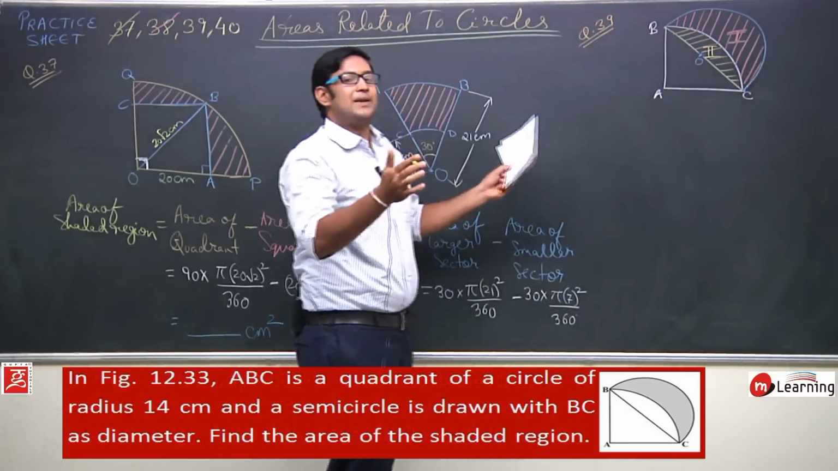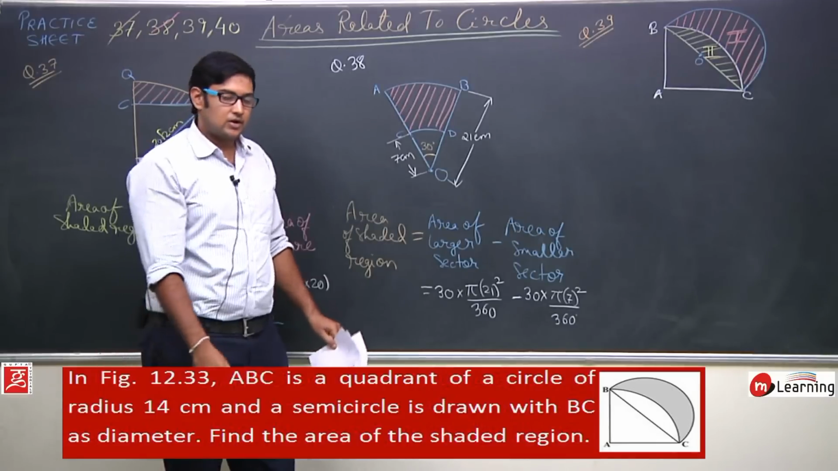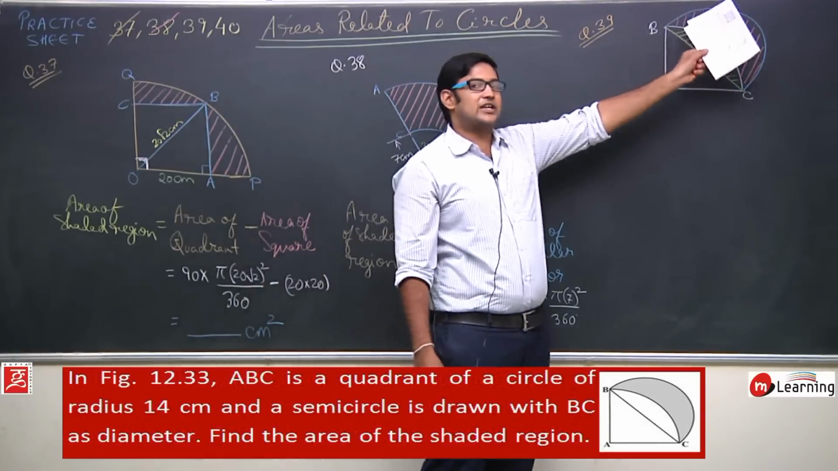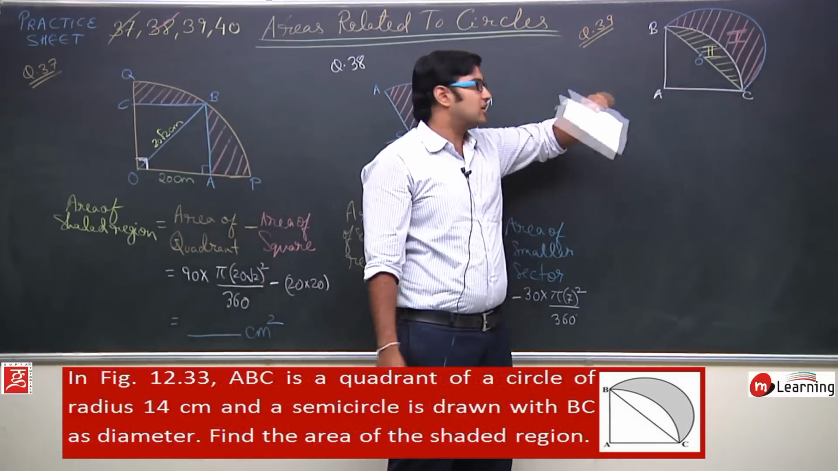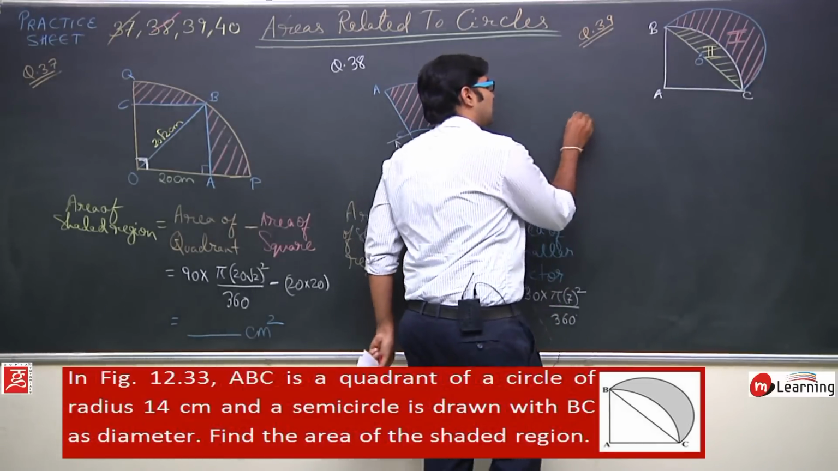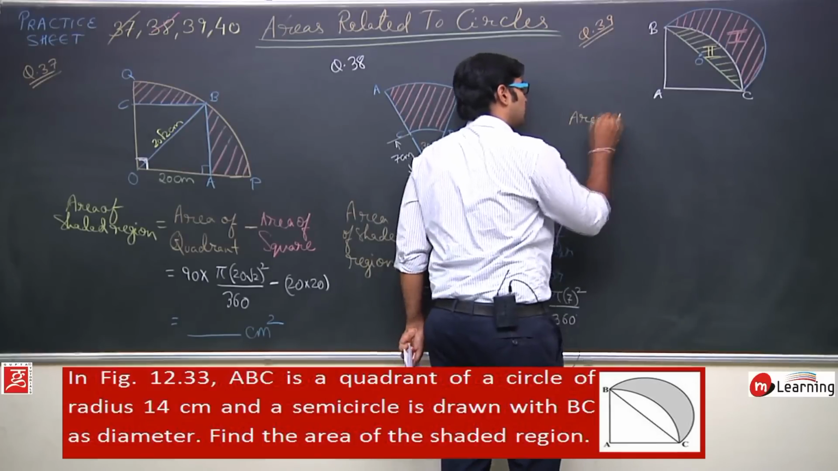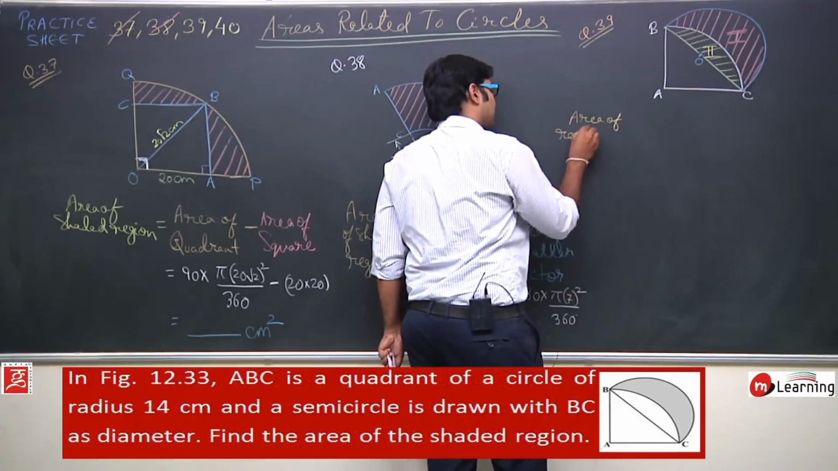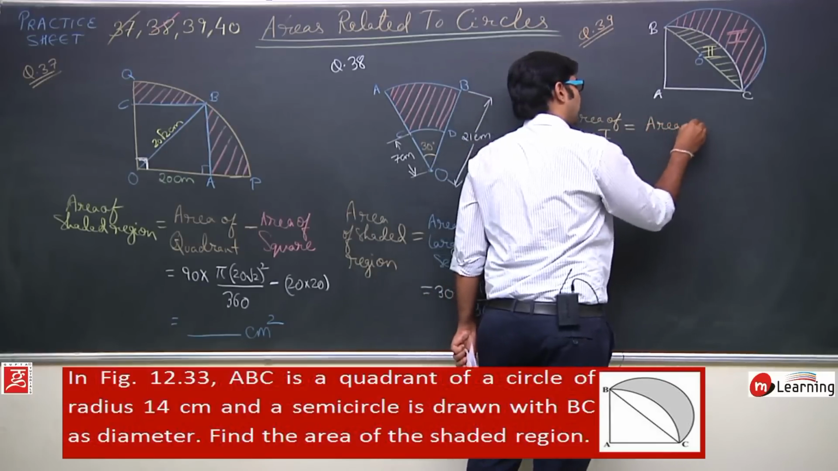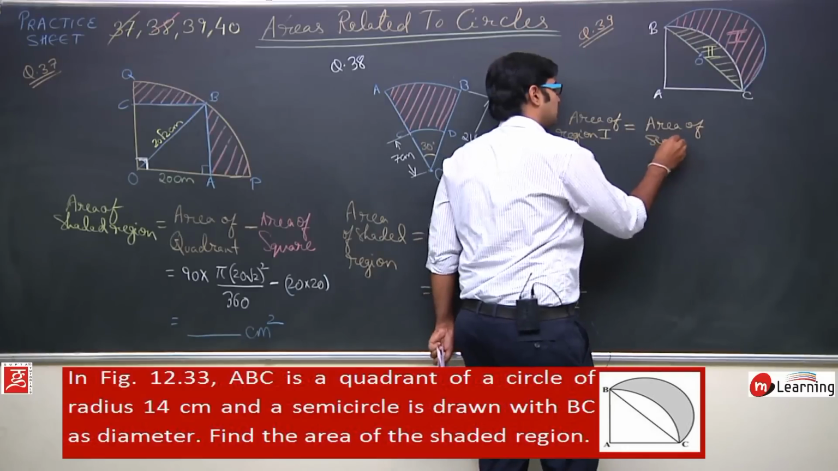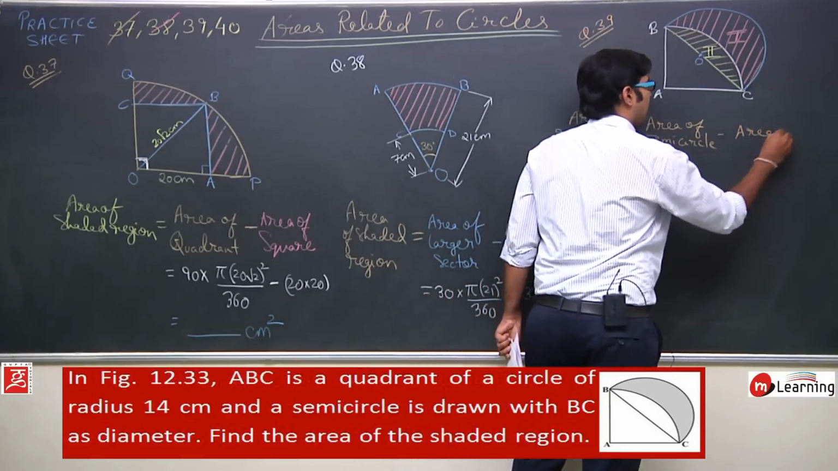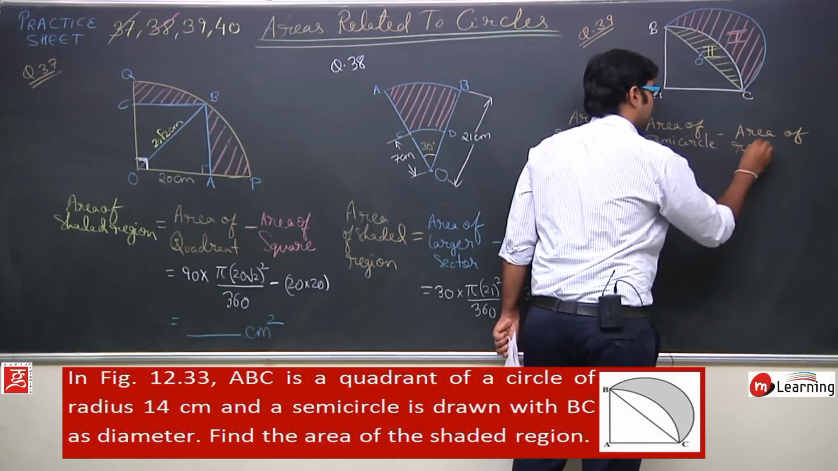So this is the complete area of the semicircle. Now think about region 1, the shaded portion. Our required area is region 1. I can say that area of region 1 is equal to area of semicircle minus area of region 2.